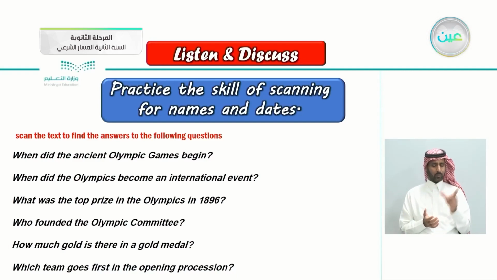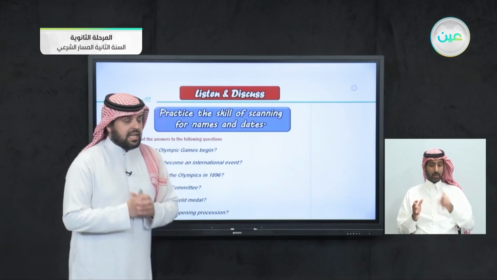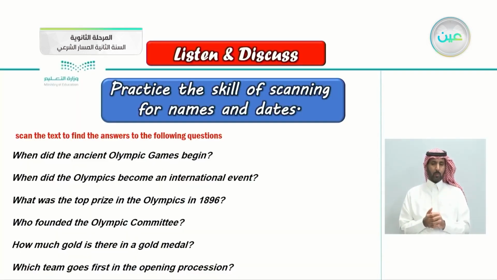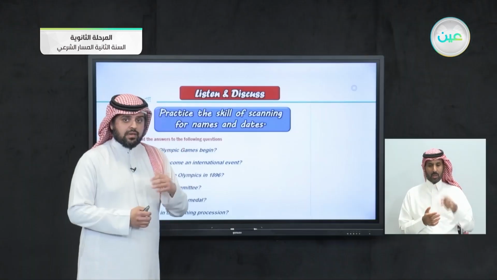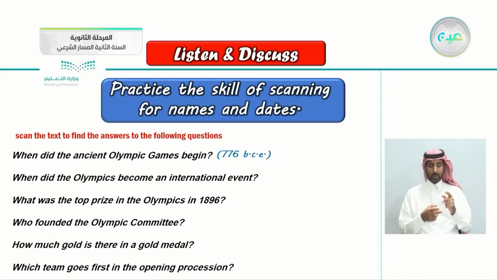So scan the text quickly for names and dates, and let's answer these questions. Scan the text to find the answers to the following questions. When did the ancient Olympic Games begin? The ancient one, not the modern one. Let's see the answer here. That's correct. 776 BCE.